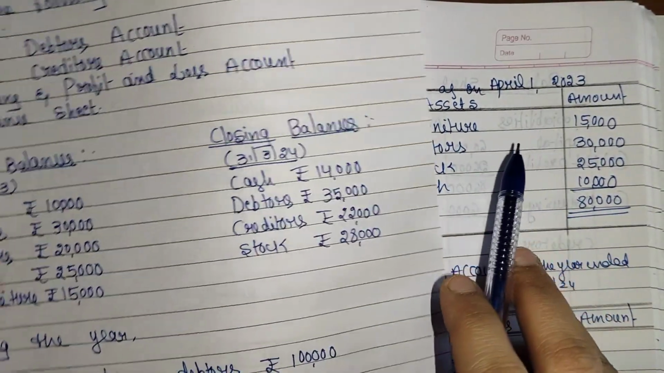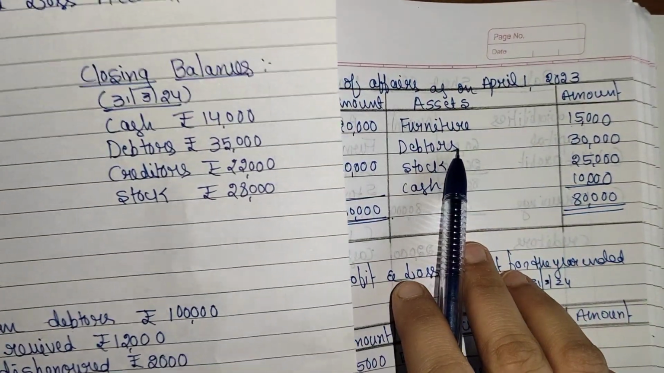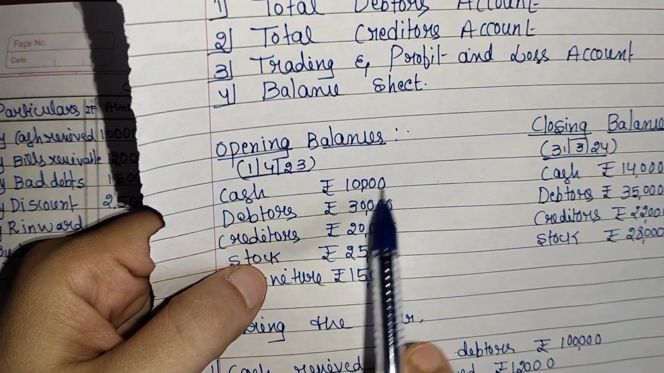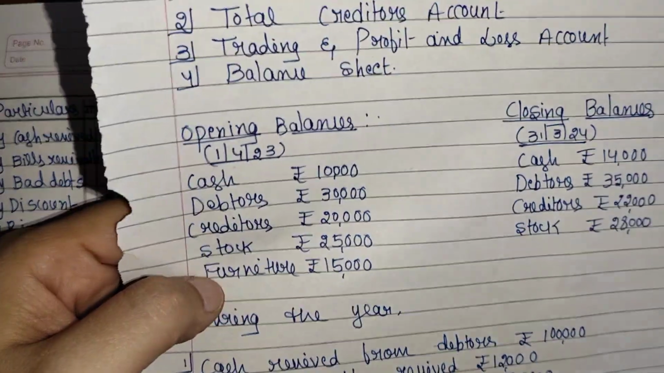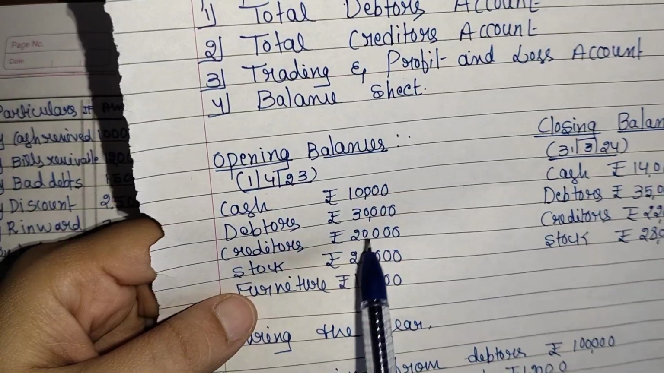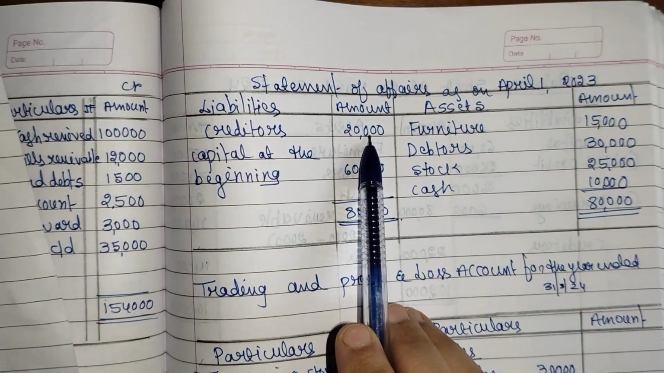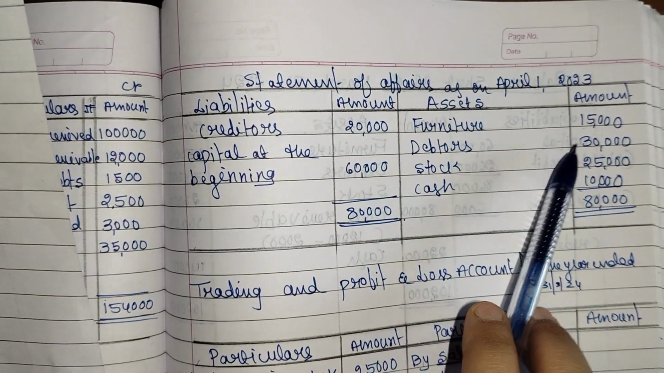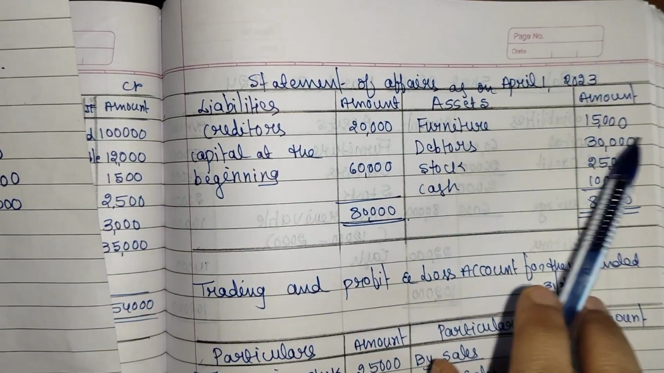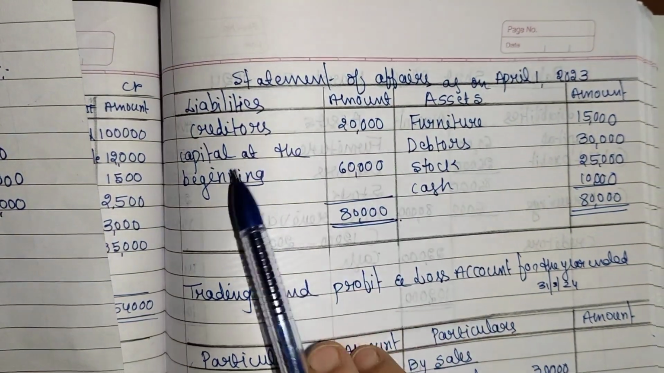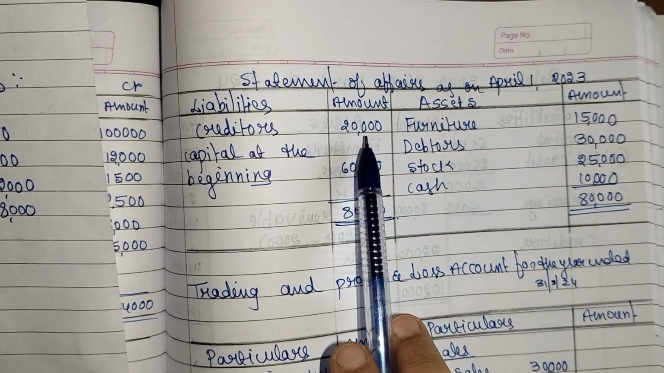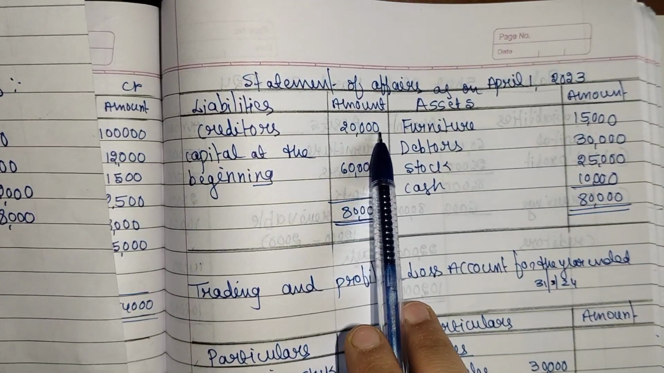Liabilities, assets. So furniture 15,000, debtors 30,000, cash 10,000, stock 25,000 on the asset side. And on the liability side, creditors, that is rupees 20,000. Now the asset side is more than the liability side, means assets minus liabilities. Assets equal rupees 80,000, and here you need to deduct the liability side, that is rupees 20,000, creditors.